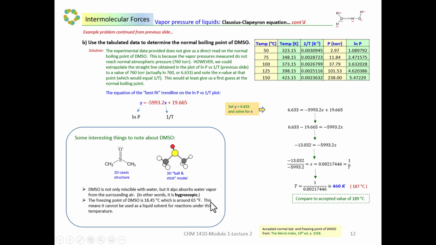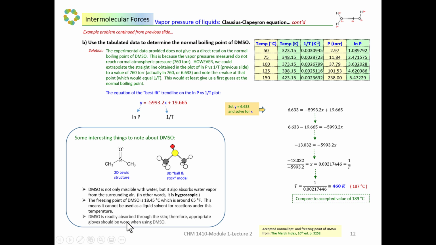Also, the freezing point of DMSO is quite high. It actually freezes at just under 20 degrees C, which is around 65 degrees Fahrenheit. So it cannot be used as a liquid solvent for reactions under this temperature. I remember one time receiving DMSO for my research lab, and I took out the bottle and it had solidified. Well, what happened? It was delivered in the winter. It had been sitting out, got cold, and it froze. So I had to thaw the DMSO at room temperature in order to use it.